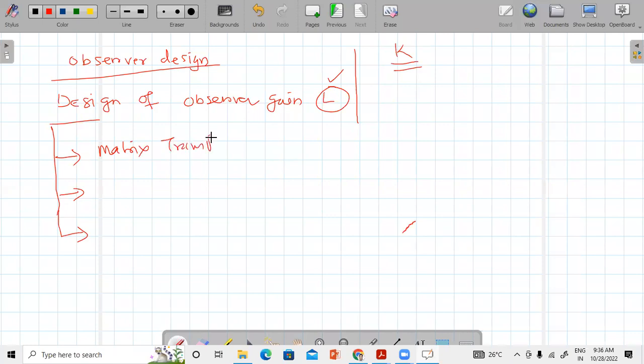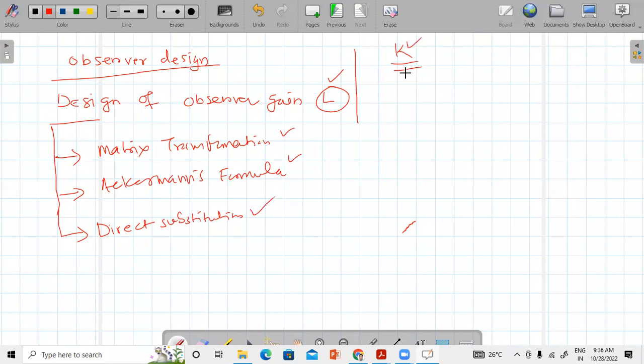Matrix transformation, then Ackermann's formula, and then direct substitution. Methods are same. The names of all the three methods are the same. Whatever we have used for designing K, all the three methods are applicable here. Matrix transformation, Ackermann's formula, direct substitution, all these methods are used to design the value of K.